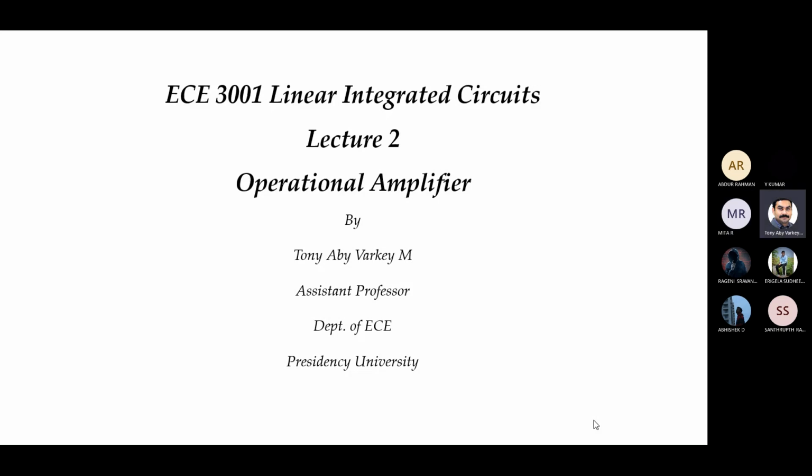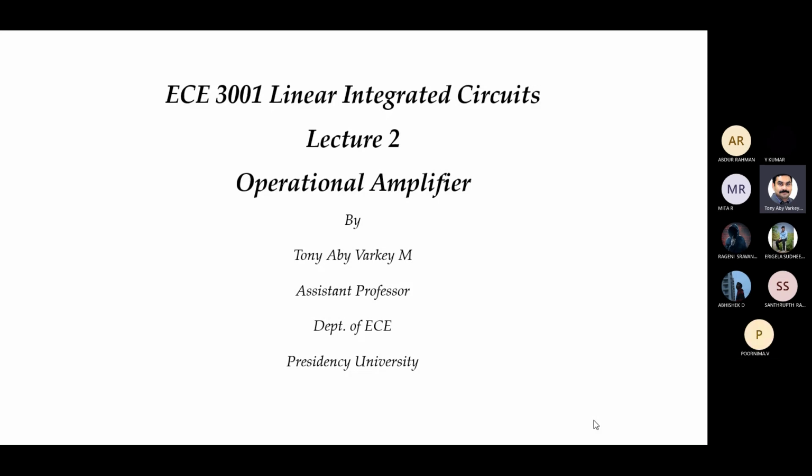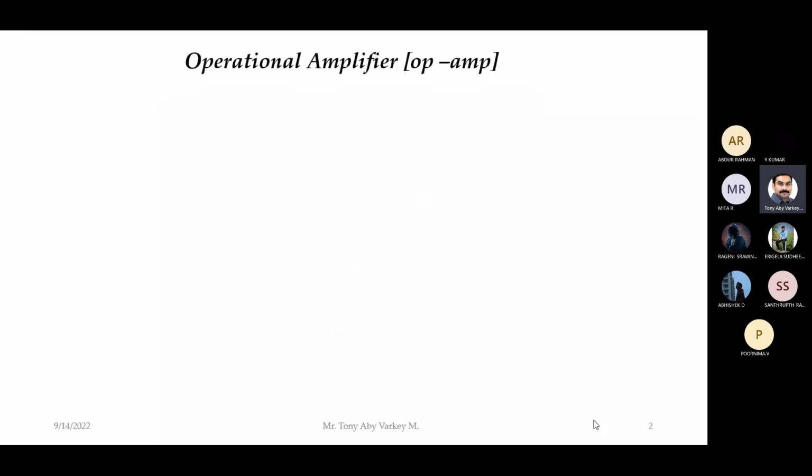So today we will start with the operational amplifier. What is an operational amplifier, what are its desired characteristics, what is the block diagram, and what is inside the operational amplifier. All those small details we will be covering. Operational amplifier, in short, is named Opamp. OP is operational, and AMP is amplifier.